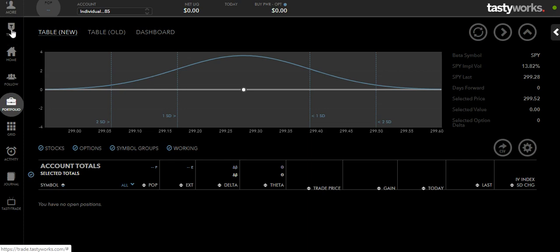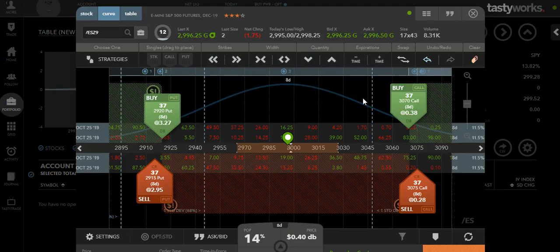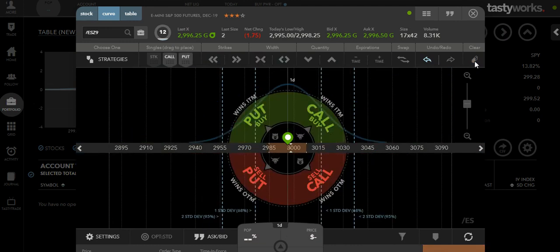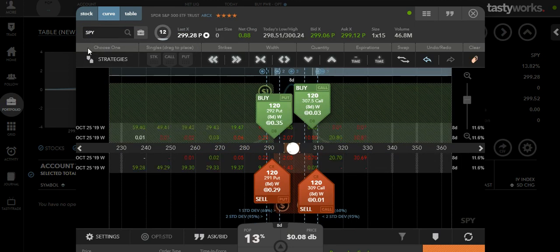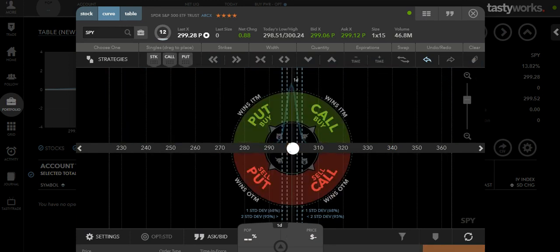But let's go ahead and go into the trade here, and I'm just going to clear this out. What's nice about this platform is it's very visual, and it does a lot of the math for you as far as probabilities of profit, and it sets up these trades for you automatically. Right here where you see strategies, right now I'm in the futures, let's go ahead and go to SPY, which is an ETF for the S&P 500. We're going to choose that, and I'm going to clear this out.